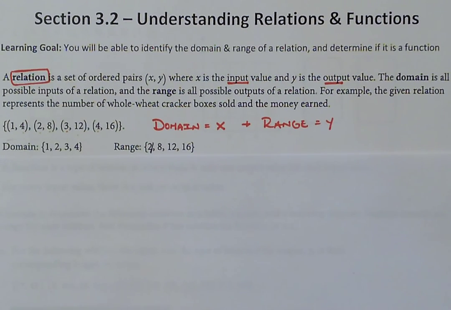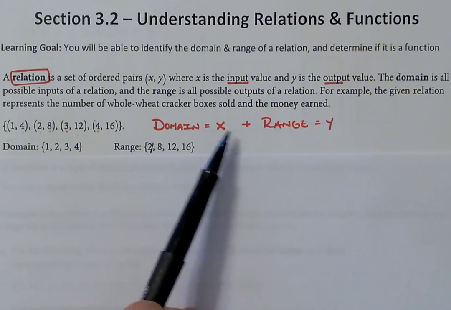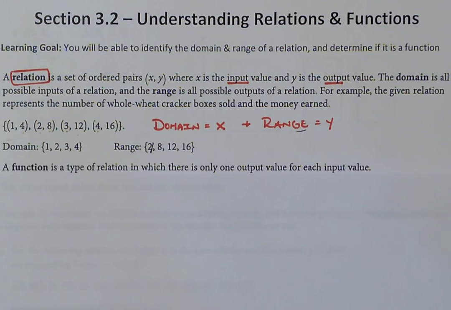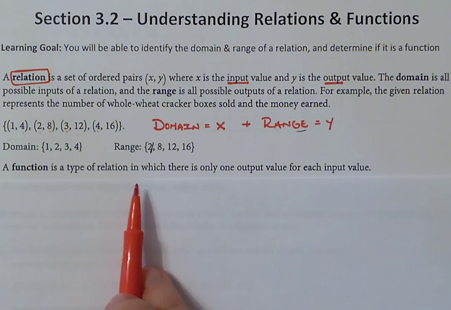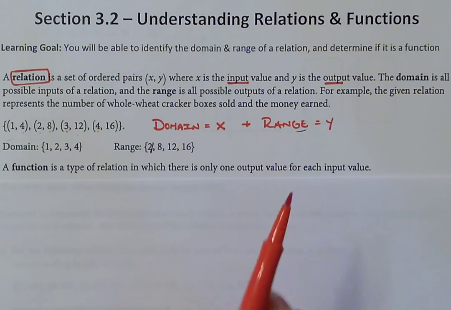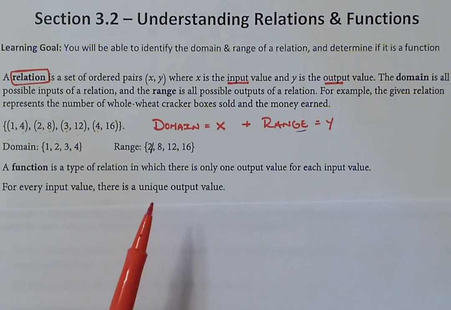Alright, so that is what a relation is. A relation is a set of ordered pairs. Domain is the x values, and range is the y values. Now, a function is a type of relation in which there is only one output value for every input value. So for every input, there is a unique output. So that's what this new part here says.